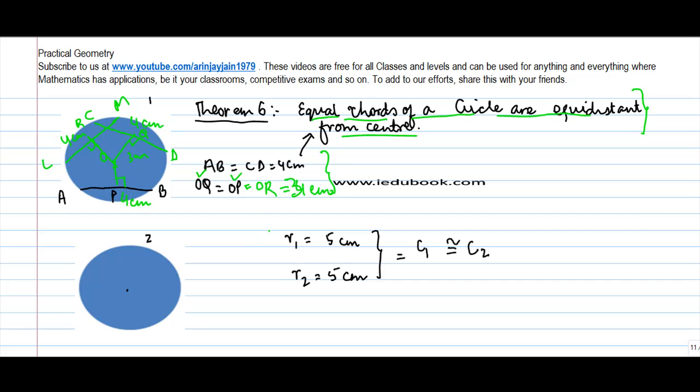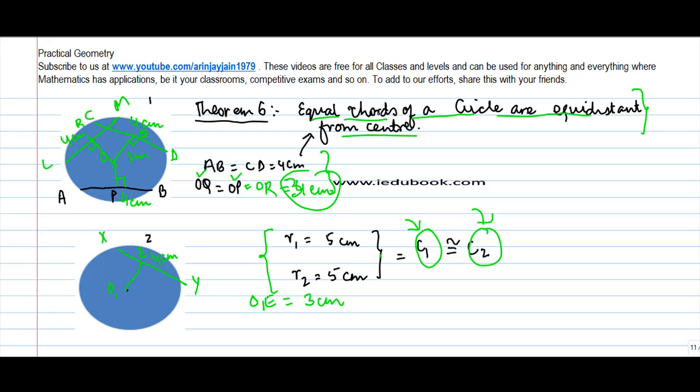Now let's say, as I told you, these two circles, circle 1 and circle 2, are congruent. In such a case, what it means is that even if there is a chord, let's say XY, equal to 4 centimeter here, then the distance from the center of the circle here, let's say this is O1 and this is E, O1E will also be equal to 3 centimeter, which is the distance here, because these two circles are congruent.